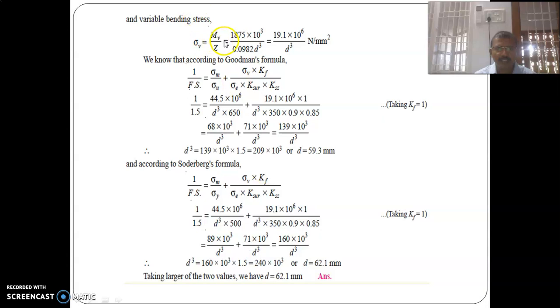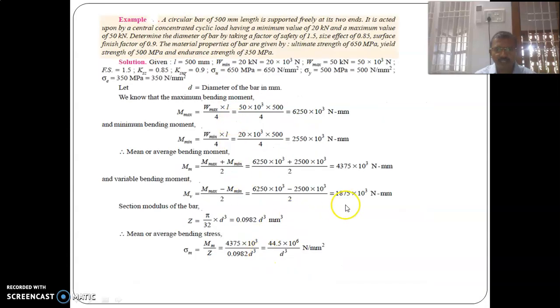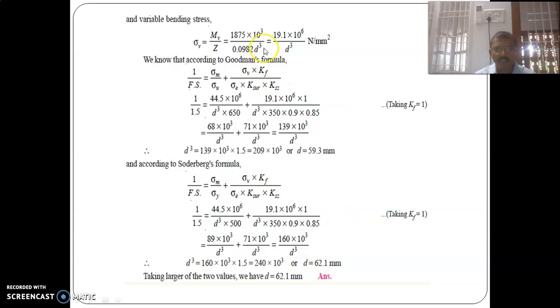Then the variable bending stress is 1875 into 10 power 3 divided by the z value. According to the Goodman formula, 1 by factor of safety equal to sigma m by sigma u plus sigma v by sigma e, as sigma minus 1 into k surface factor, k size factor into fatigue stress concentration factor. So 1 by 1.5, factor of safety is given.